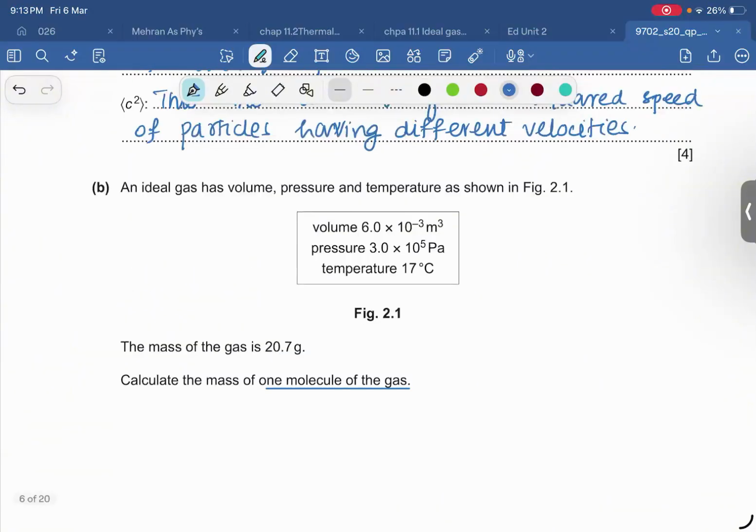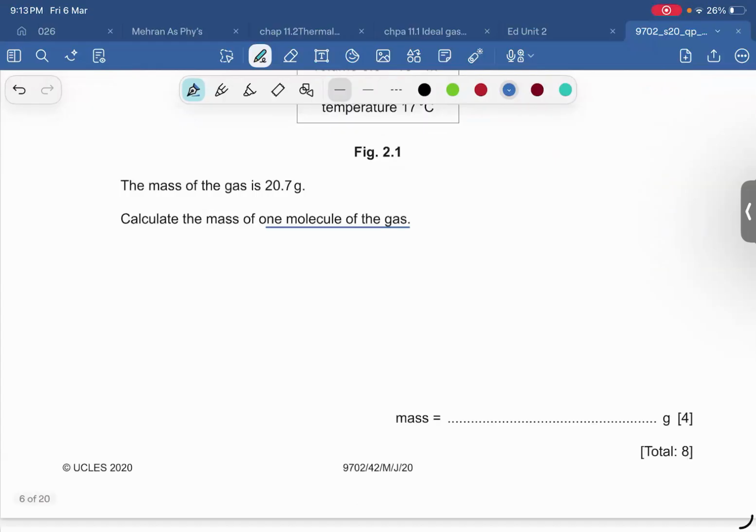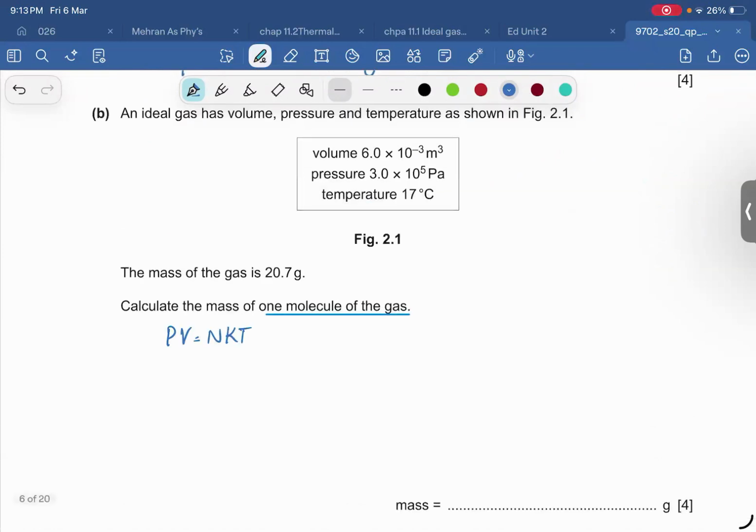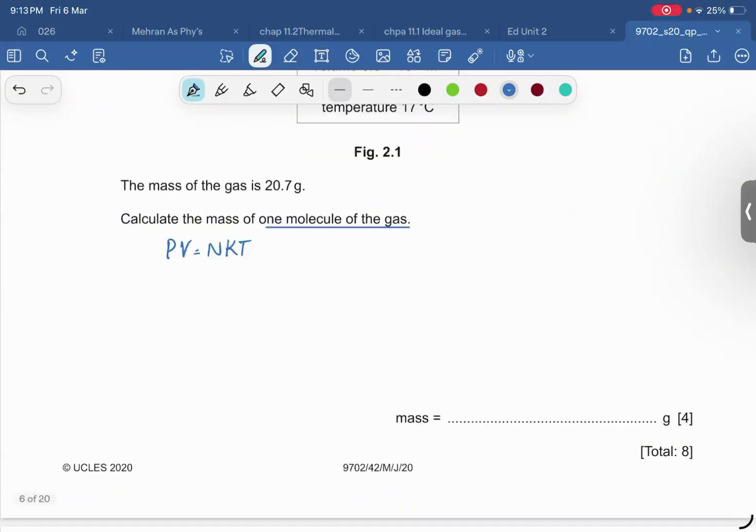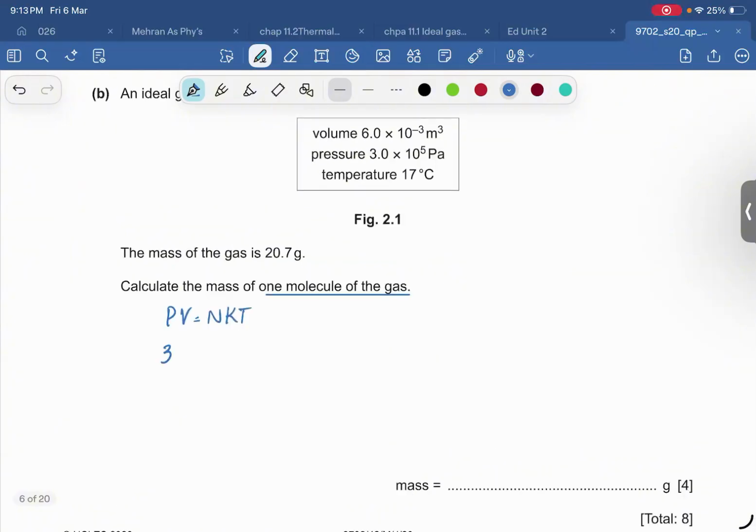Okay, so we can use PV equals NkT, or maybe PV equals nRT. Because I just want the number of molecules, the pressure is given as 3 exponent 5, and the volume is 6 exponent negative 3. Be very careful with the volume, because sometimes they mention the volume in centimeter cube. But for now it's fine.